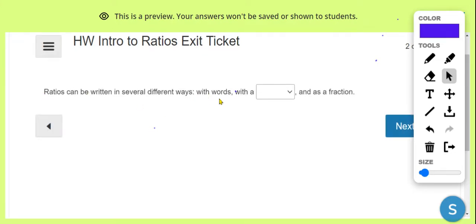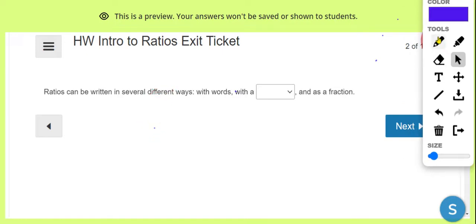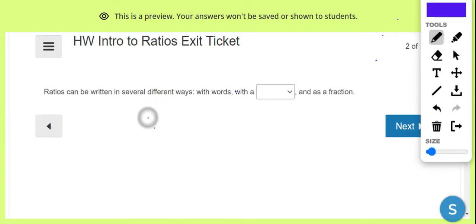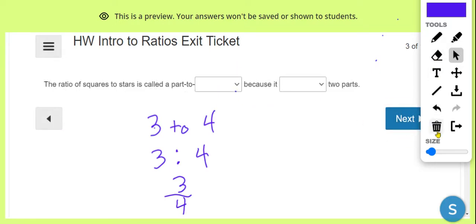So ratios can be written in three different ways. So you can do, for example, 3 to 4 as far as boys to girls, or you could write it as 3:4, but then you'd also do it as a fraction as 3/4. So it'd be words, a colon, or a fraction.